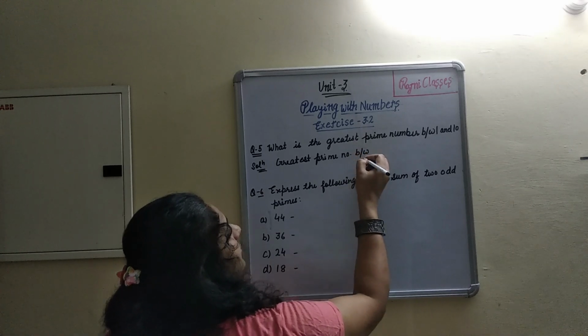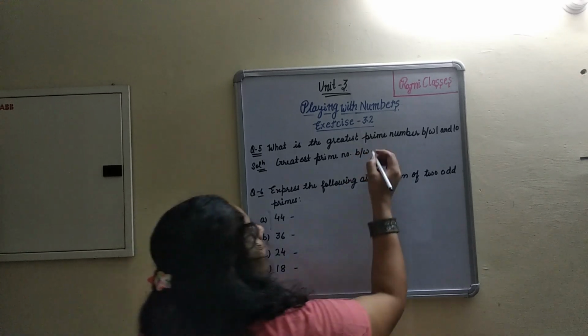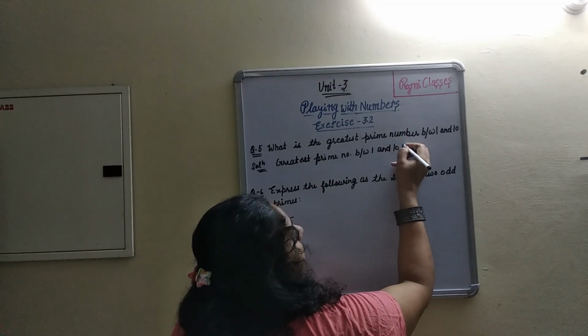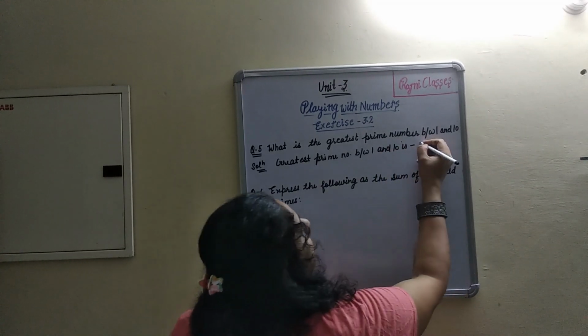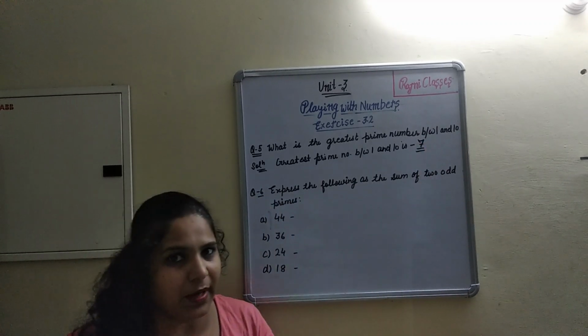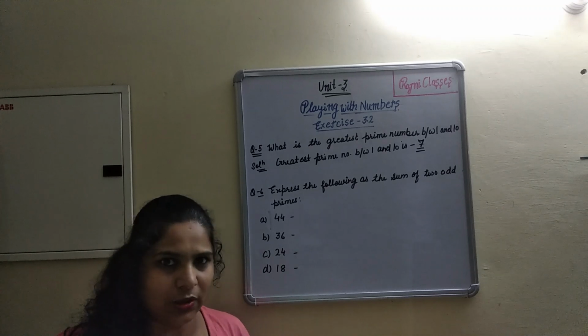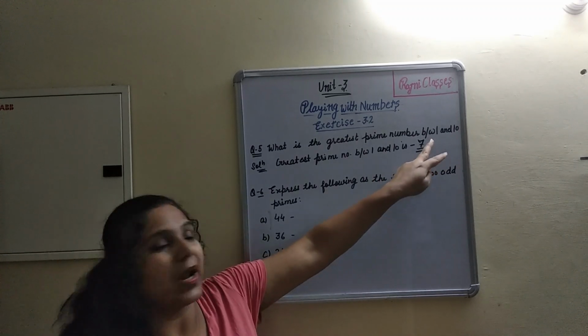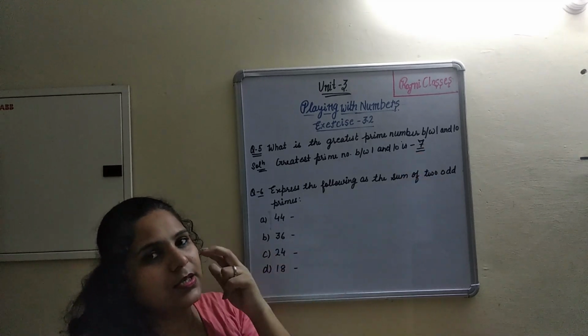Between. This is the sign for between. Okay, between 1 and 10 is 7, because 10 is not a prime number, 9 is again not a prime number, 8 is not a prime number. Then the greatest prime number between 1 and 10 is 7.